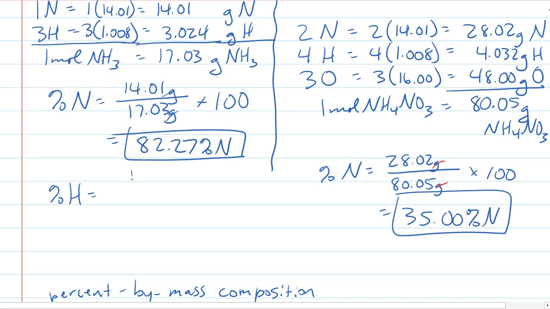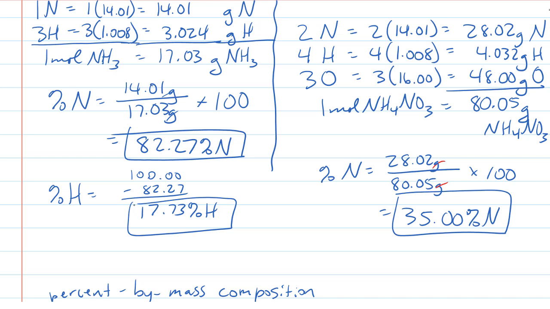So if we took 100.00 and subtracted from it the 82.27, we would wind up with 17.73% hydrogen. So again, the percentages should always sum up to be 100%. And so that would be done if you were asked to calculate the percent by mass composition, and no element is specified.